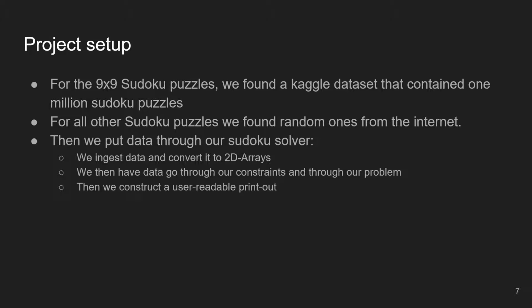The basic setup of our Sudoku solver is that we ingest data and convert it to 2D arrays. We then have it go through our constraints and then our problem, and then we construct a user-readable printout and compare it to the correct solution so that we can see if our solver is correct.